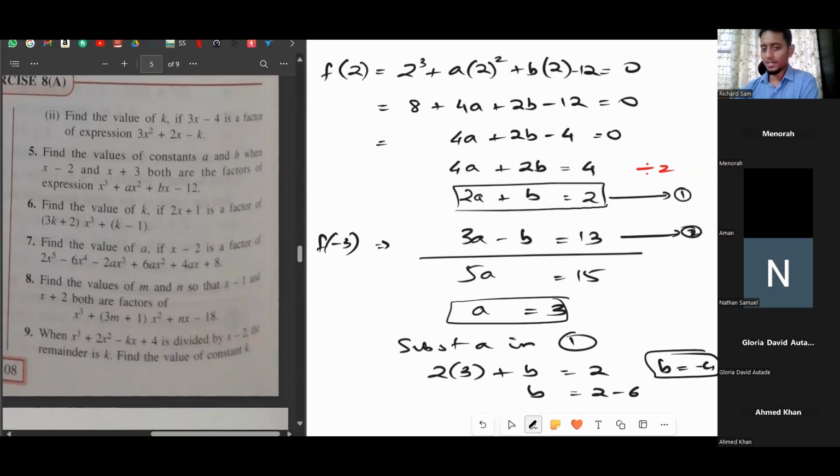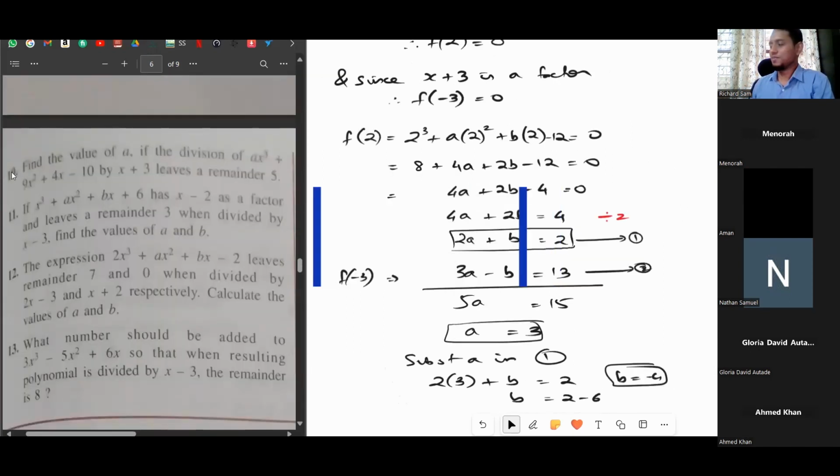So here we added. So 2a plus 3a became 5a. b got eliminated. 2 plus 13 is 15. And like that, we got a. Understood now? Then you substitute a in any of the equations and find b. Is everyone clear of this question?